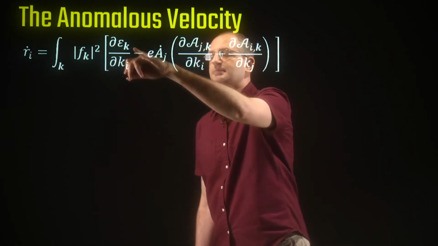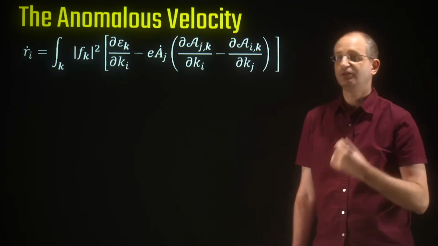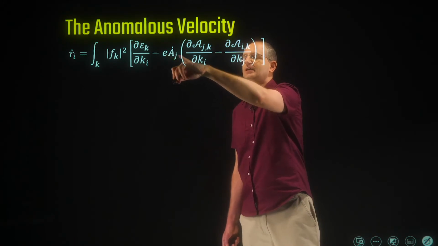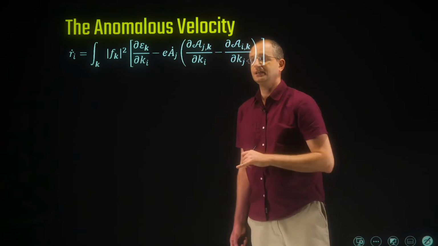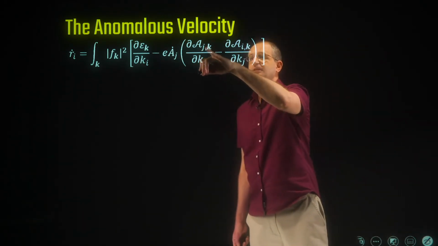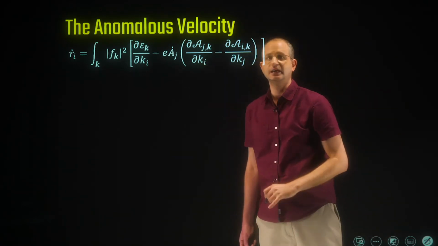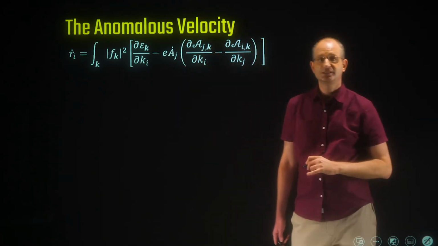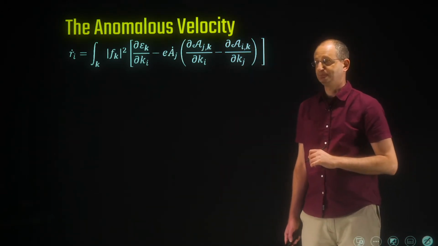The first one is d epsilon_k dk. This is just the usual group velocity of a wave packet. And the second term is minus e times the time derivative of the vector potential, which we identify as the electric field, times this combination of derivatives of the Berry connection with respect to k. Now notice that here I've used the Einstein summation convention. Every repeated index is summed over. i and j are equal to x and y, the two spatial coordinates.